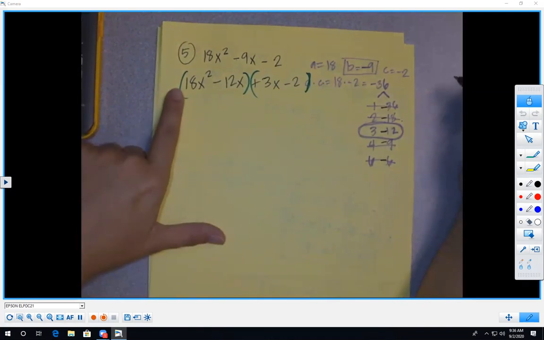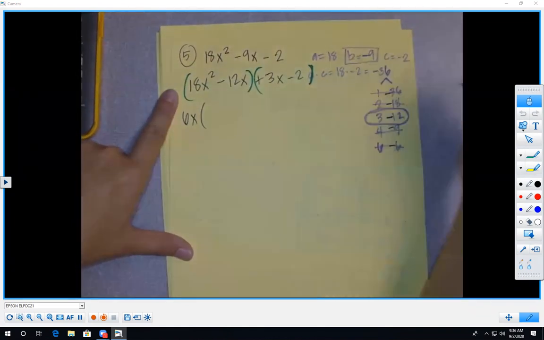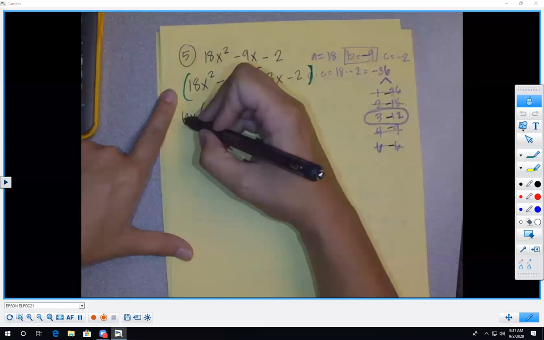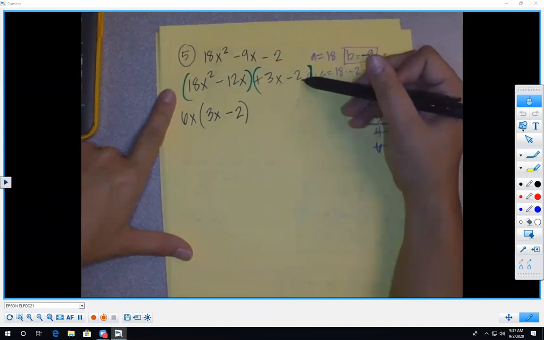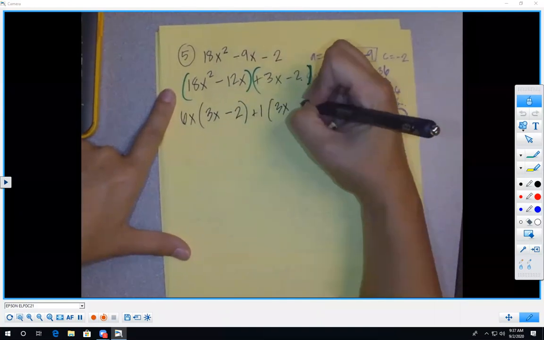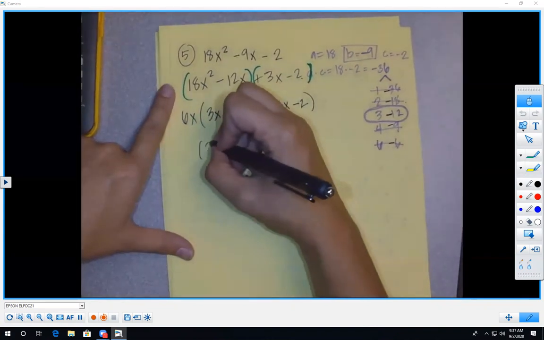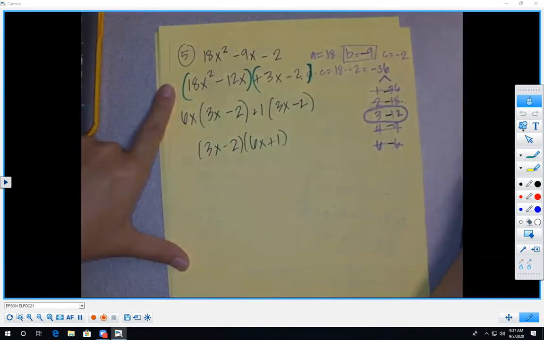So when I go to work this out now, 18x squared minus 12x, what's the GCF there? 6x. So I'm going to pull out 6x. 18x squared divided by 6x is 3x. 12x divided by 6x is minus 2. Positive 3x and minus 2 is their GCF. A 1, so I'm going to put a 1 there. Left over is 3x minus 2. And then now I'm pulling out the 3x minus 2. And left over is 6x plus 1.